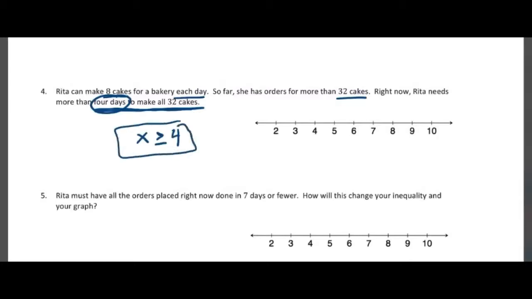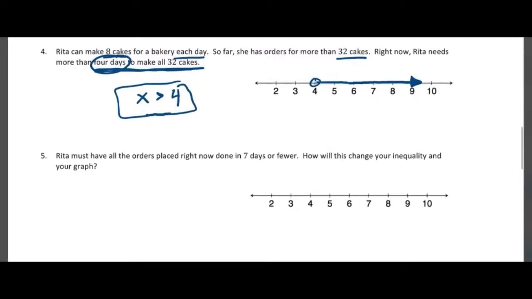Now I'm thinking to myself, more than, I made a mistake. It can't include the 4 because it needs more than 4 days. So I'm going to go back and erase it because I think I just messed up. Look at my eraser tool. Okay, X is greater than 4. That's it, because it's more than 4 days. I need more than 4 days to do it. Not 4 days or more, but more than 4 days. So I have an open dot on 4 going to the right.